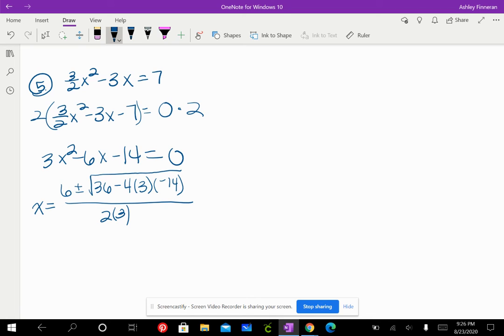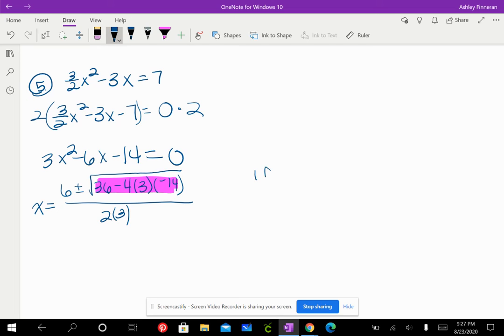When you do this, in order for you to get rational answers, so remember rational numbers are numbers that can be written as fractions, this square root would have to go away. The radical sign would have to go away, meaning the number inside would have to be a perfect square. So if this original equation was factorable, we know that this number underneath the radical would be a perfect square. So that is a check to see if something factors. That number is the discriminant.